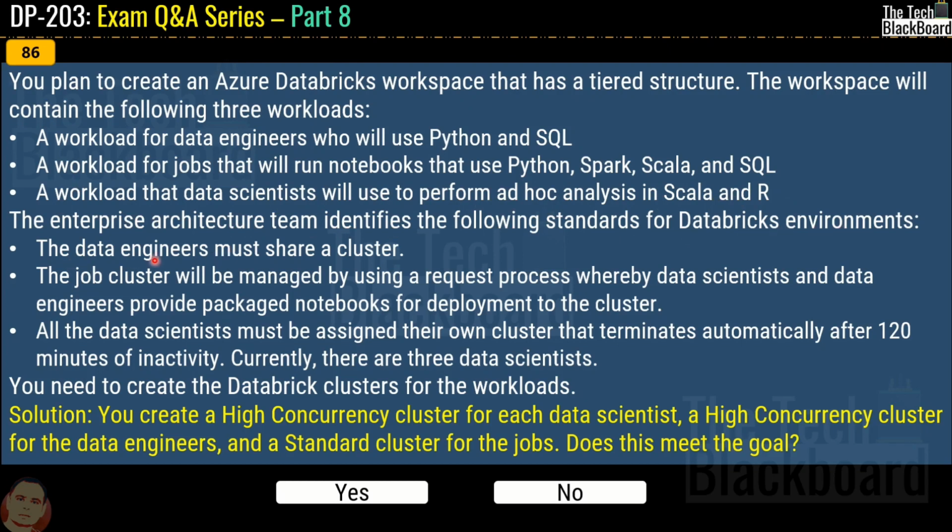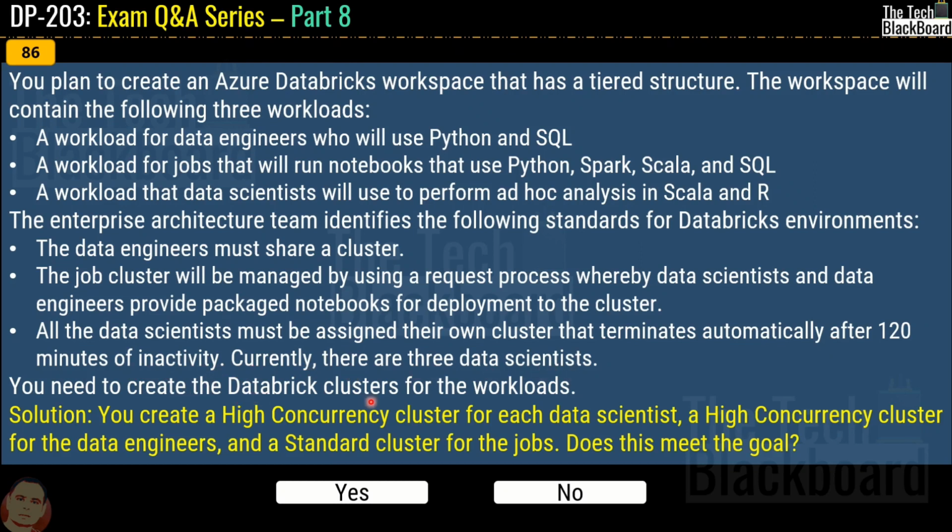The first one is the data engineers must share a cluster. The second one is the job cluster will be managed by using a request process whereby data scientists and data engineers provide packaged notebooks for deployment to the cluster. The third one is all the data scientists must be assigned their own cluster that terminates automatically after 120 minutes of inactivity. Currently, there are 3 data scientists.